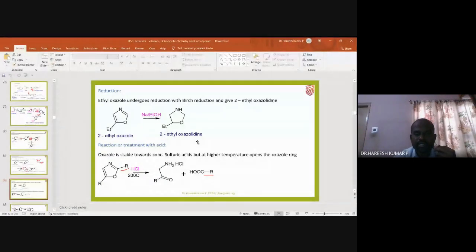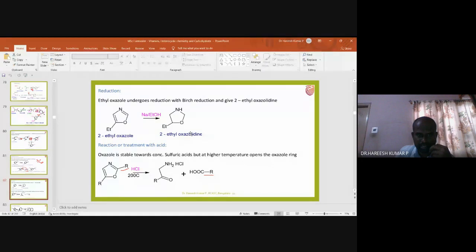So this again, oxazolidine is what is called saturated. Saturated means there is no unsaturation. This is unsaturated. This is a saturated one. Oxazole is for the unsaturated one. Oxazolidine is for the saturated one as per the IUPAC nomenclature. So this is about reduction.